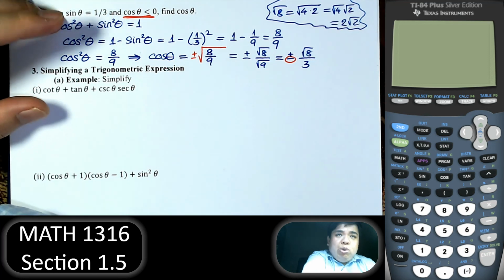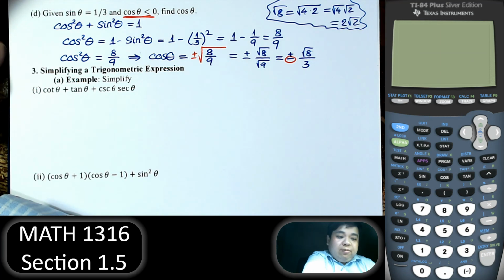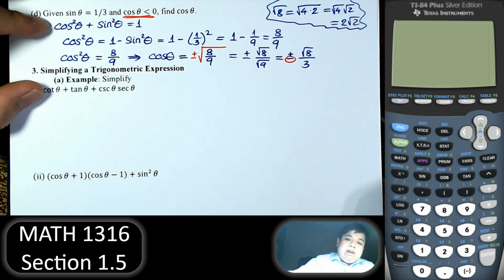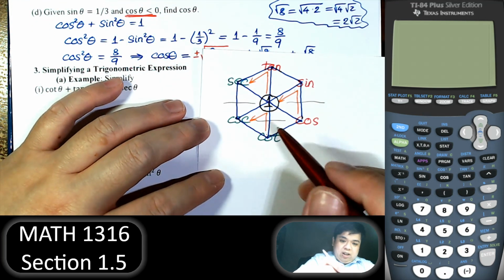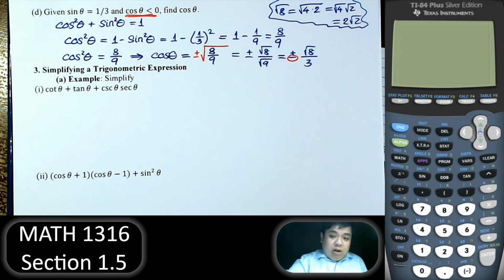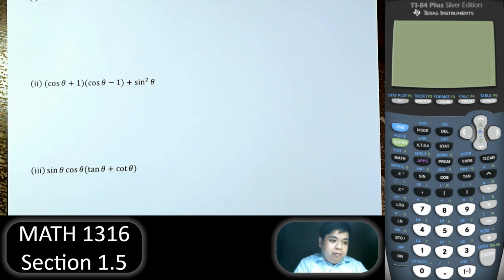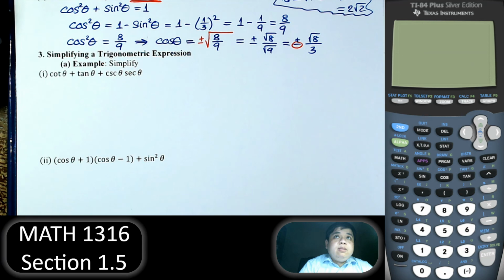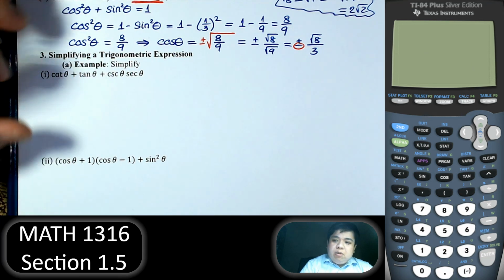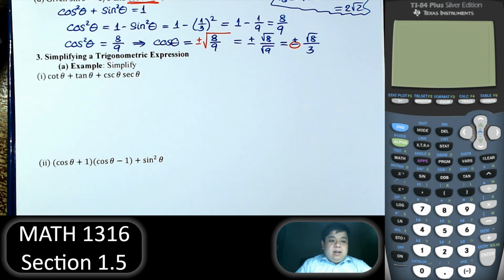Of course, if you don't want to use the identity, you can always use the definition with x, y, and r. But when we have sine, cosine, tangent, and secant, or cosecant and cotangent, use the Pythagorean identity. Next, we're going to simplify some trigonometric expressions. It's not easy. First, cotangent plus tangent. What's that? And then cosecant times secant.